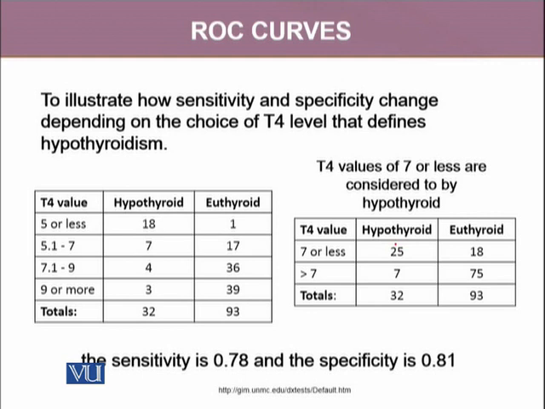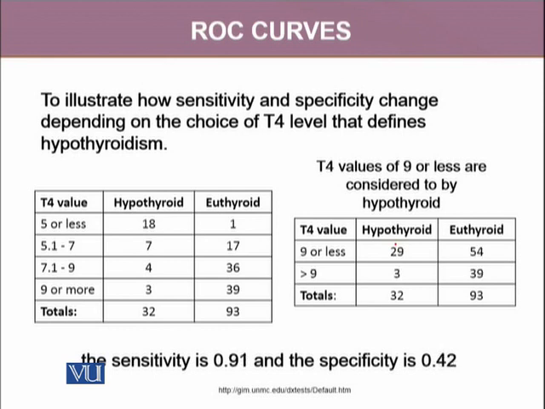Therefore, we try to look at another cutoff value. This cutoff value is set at 7. So the T4 cutoff value of 7 or less is the first category, and the other category is more than 7, and you see a shift in the values in the cells. You might notice that sensitivity has increased to 0.78 and specificity to 0.81. Increased sensitivity resulted in some reduction in the specificity of this test.